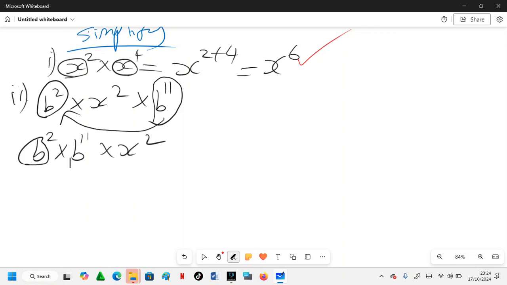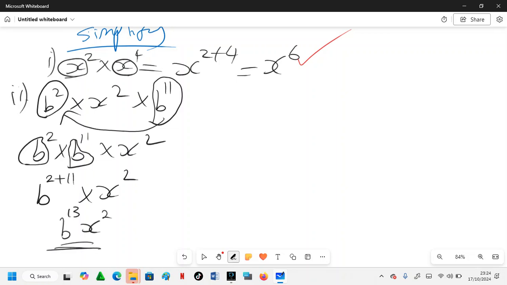And then we can deal with this because of the same base, so we say it is b to power 2 plus 11 times x to power 2. So this one is going to be b to power 13 times x to power 2. And this is the most simplified form of this thing, right? Don't even think for a second that you can begin adding the powers here when the bases are not the same.